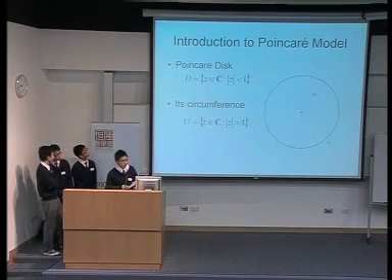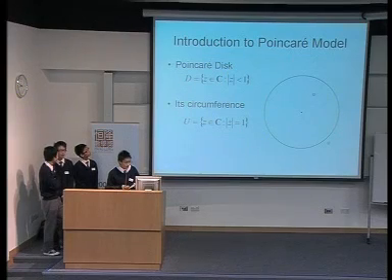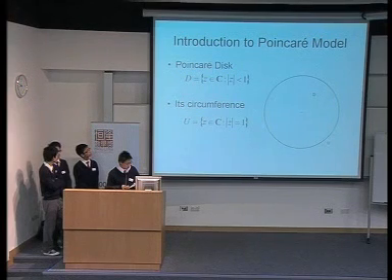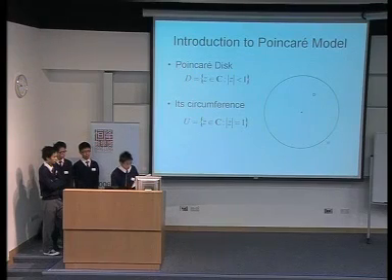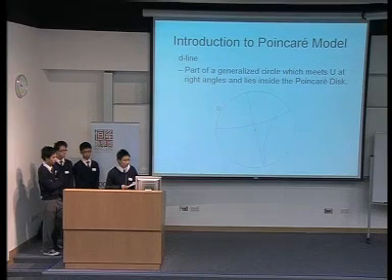First, let me introduce the Poincaré model. It is describing the hyperbolic geometry. It consists of a unit circle in a complex plane. We denote D as any spaces inside the unit circle, and U as its circumference. And then what is a straight line in this model? It is called D line, and is defined as part of a generalized circle which meets U at right angle and lies inside the Poincaré disk.